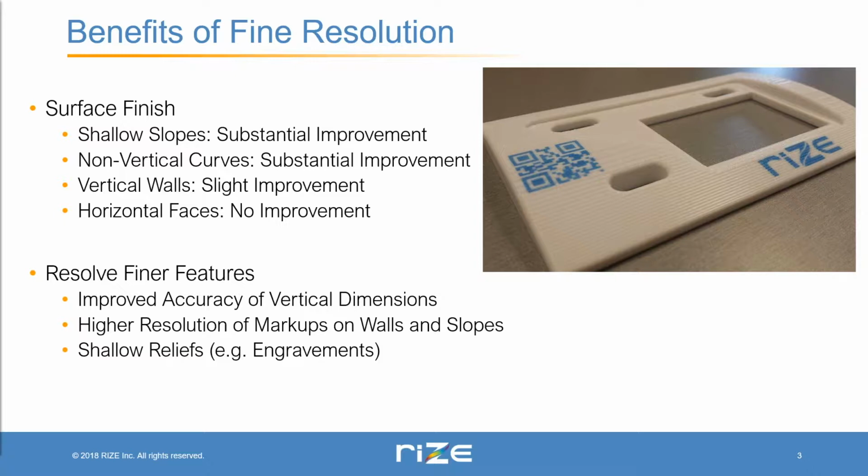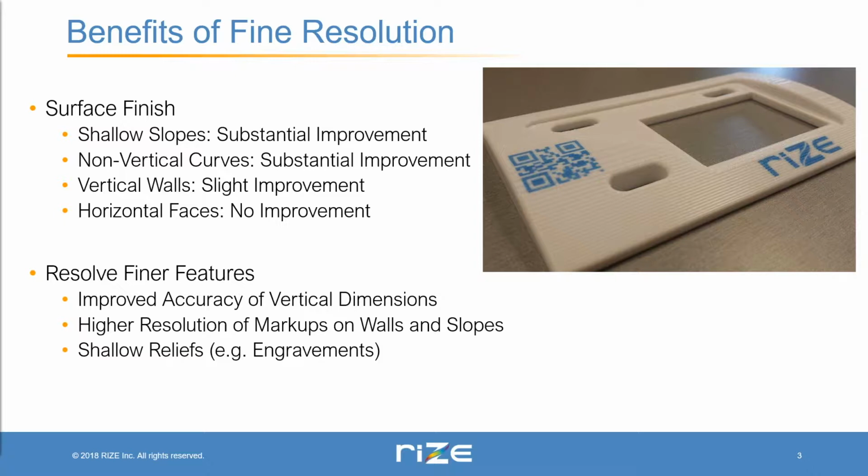Another thing that using fine resolution can help with is producing higher resolution markups on vertical walls or steep slopes. This is because in some cases having a markup on a wall can split the markup into horizontal lines along the layer lines that makes it more difficult to discern either what text is saying or what an image is supposed to look like. So by increasing the resolution to be fine can increase the number of layers that it's being split up into to twice as many, and that will allow you to resolve the text and images much better.